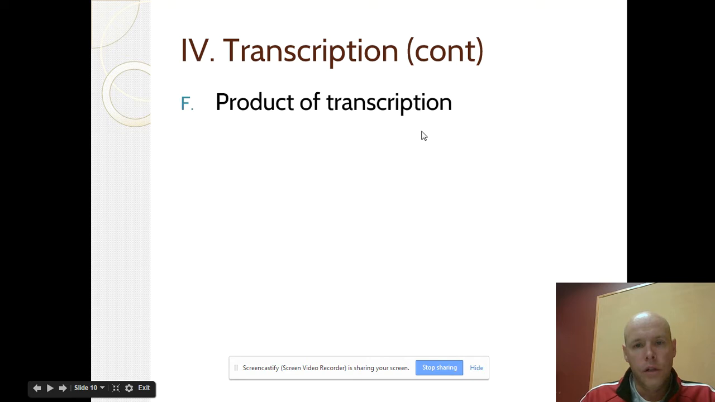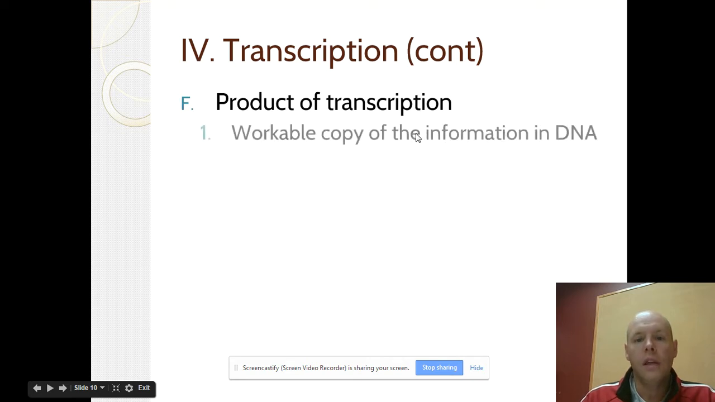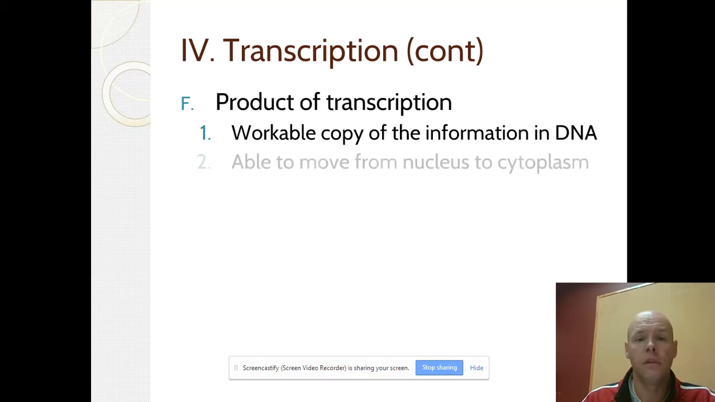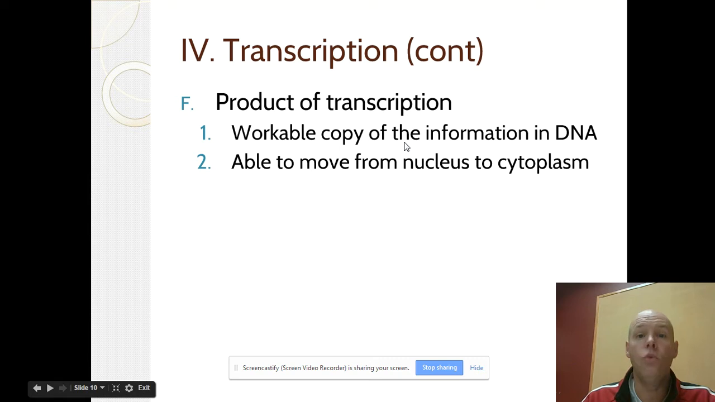The product of transcription is a workable copy of the information in DNA. Kind of like if I said you went down to transcribe, that means to make a copy of your recipe in the basement, you would have a workable copy of that recipe. Now, this workable copy is able to move from the nucleus to the cytoplasm. Like if you went down and made a copy of that recipe, you can now take that workable copy of the recipe up into the kitchen and actually make whatever it is you're going to make.